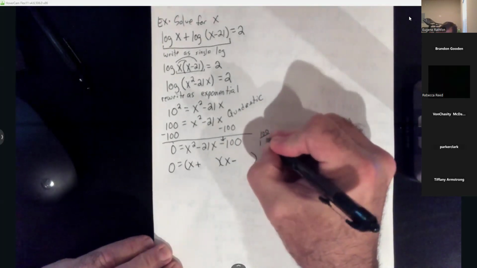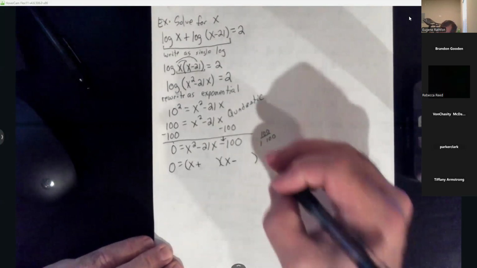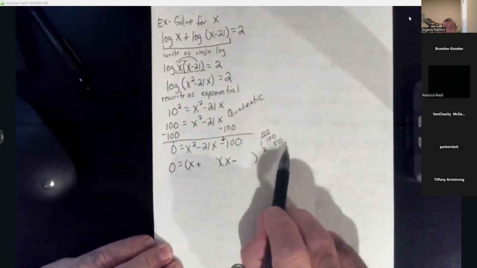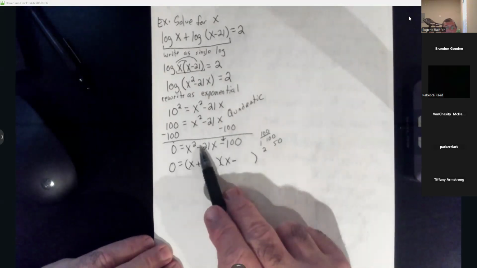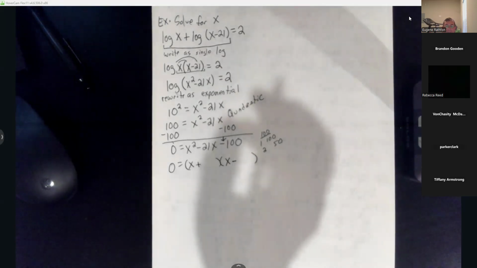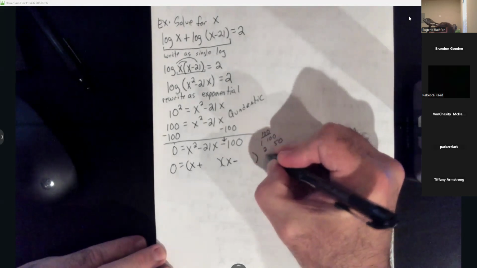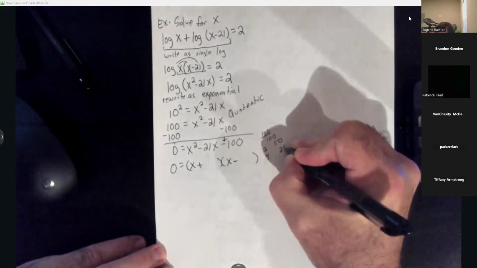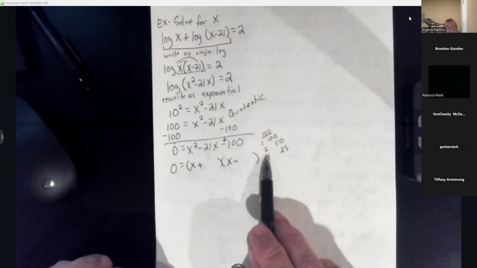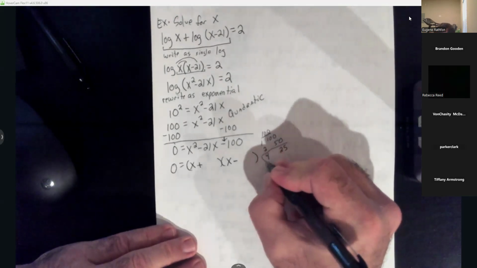Well, 1 and 100 work, but they don't give me 21 when I subtract them. I've got 2 and 50. 2 and 50 don't subtract to give me 21. What's next? Oh, look at this. 4 and 25. 25 minus 4 is 21. So these are the factors I needed.